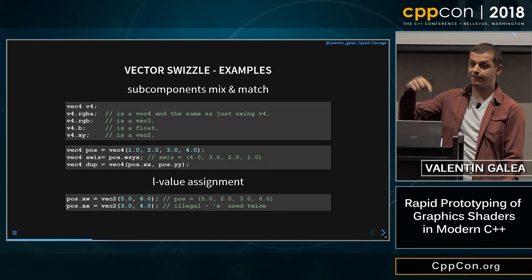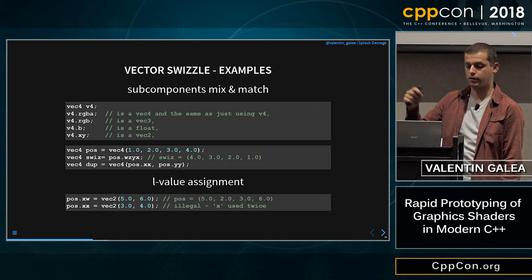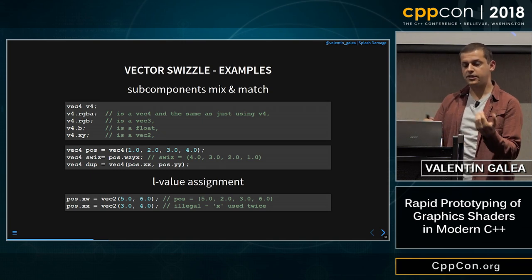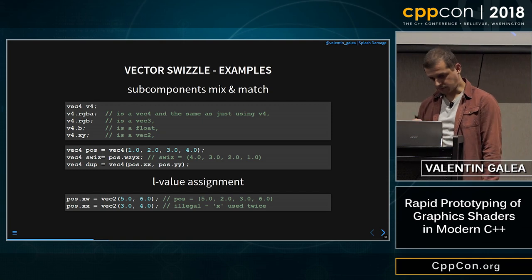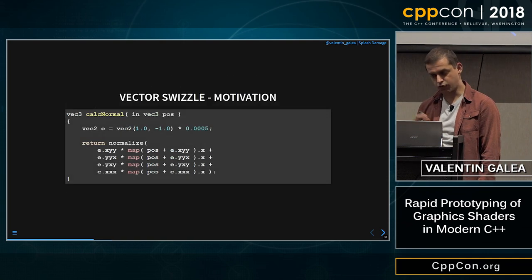You can even L-value assign into them. Obviously, they need to be unique. You cannot just assign to dot XX because it will be the same component. So this mixing and matching is quite powerful. And I'm going to show this later. You're going to see how this ties around.